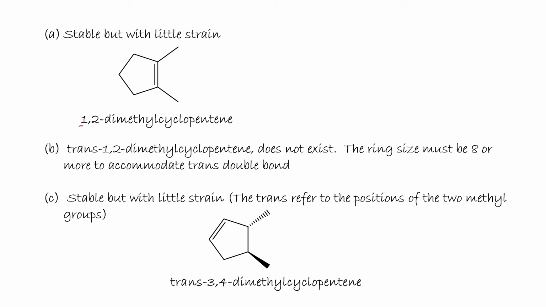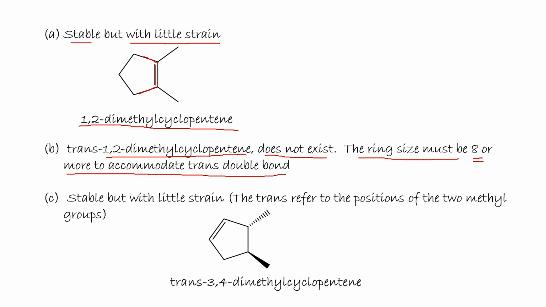For the first one, 1,2-dimethylcyclopentene, it is stable, but with little strain. It's a 5-member ring, in the cis geometry, and acceptable. Trans-1,2-dimethylcyclopentene: you can draw trans for a 5-member ring, but it does not exist. The ring must be 8 or more to accommodate a trans double bond.